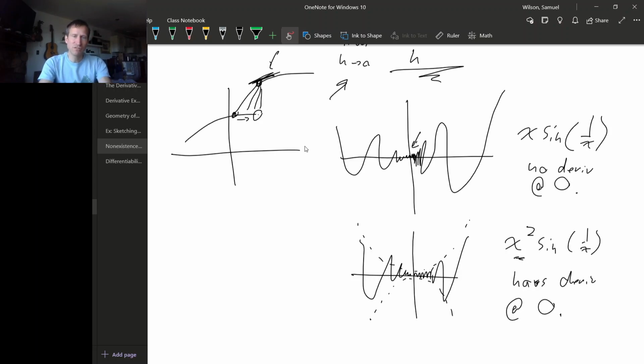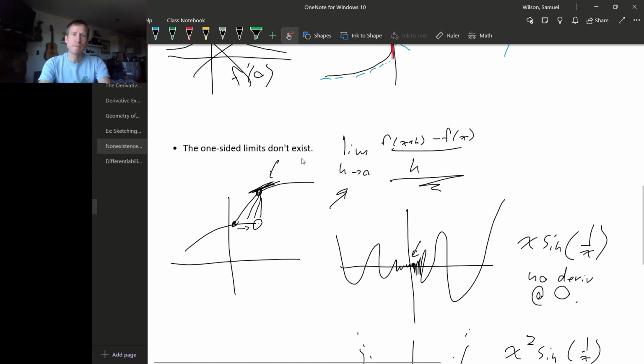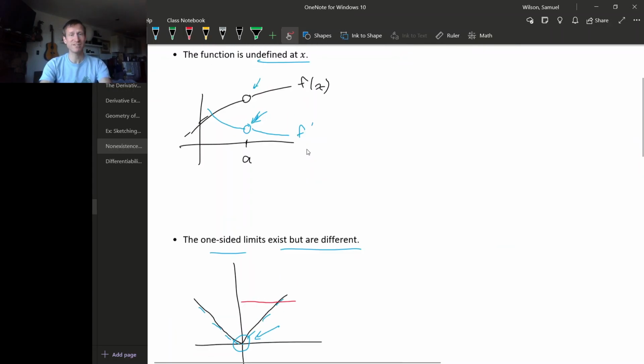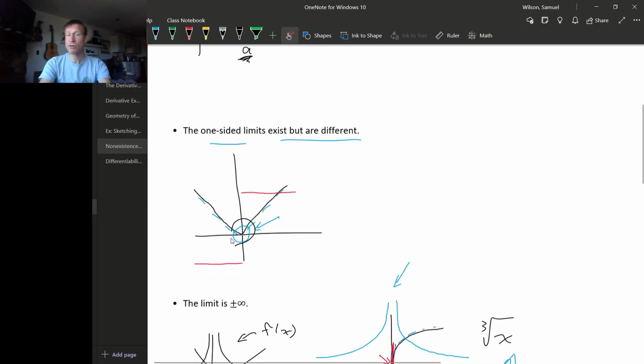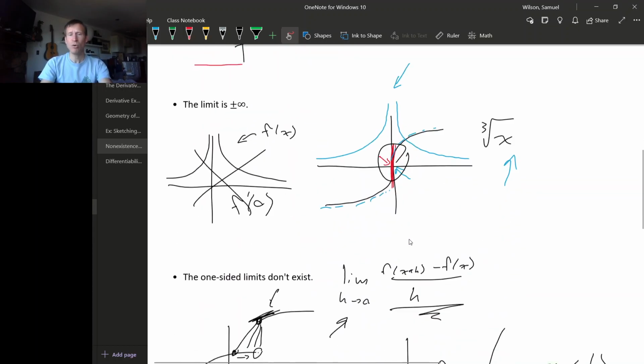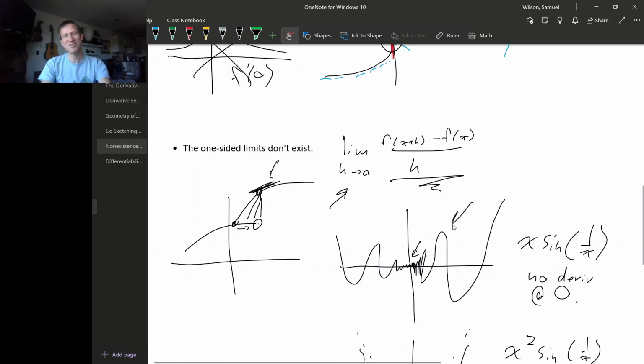But to zoom out and give you the big picture, the features of a graph that prevent a derivative from existing are a hole in the graph, right? That's going to prevent the derivative existing at that x value, a corner on the graph, a vertical tangent line, or, well, it's hard to give some sort of pithy summary of what is happening here, but it's wiggling around too much for the slope of the secant line to settle down on a value.